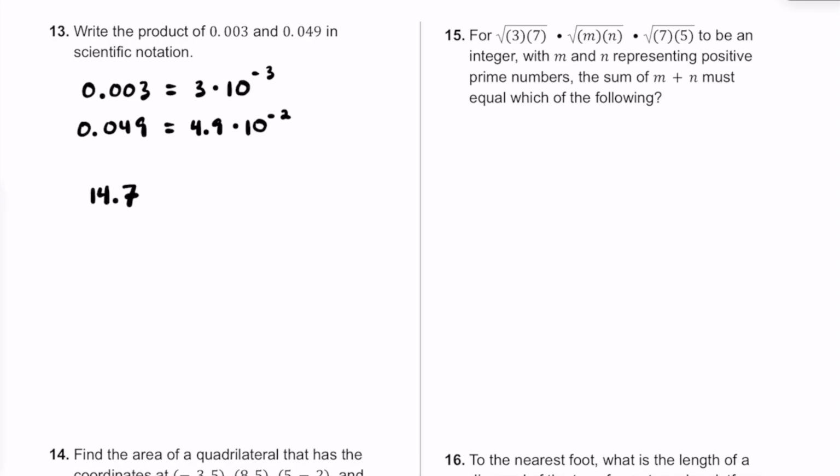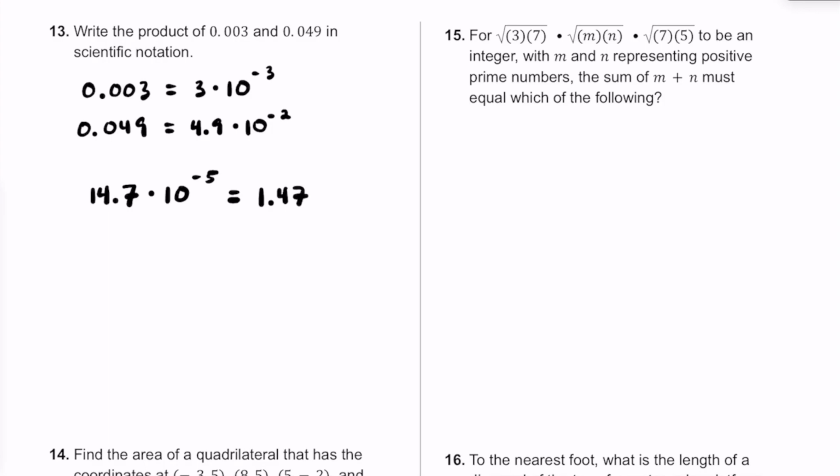And so that's what you get when you multiply 3 times 4.9, we get 14.7. And if we multiply this 10 to the negative third times 10 to the negative second, that's going to be 10 to the negative fifth power, all right? So this right here almost looks like our answer to the product here in scientific notation, but keep in mind, for scientific notation, you can only have one whole number, and we have 2 here, right? So let's go ahead and just divide this 14.7 by 10, so it's going to be 1.47.